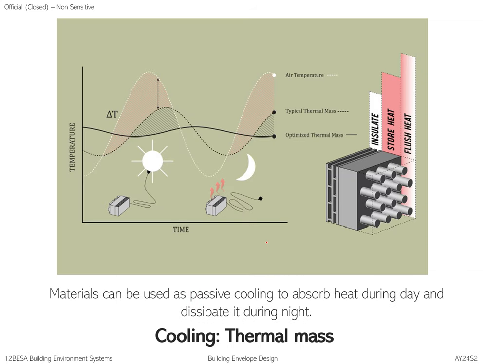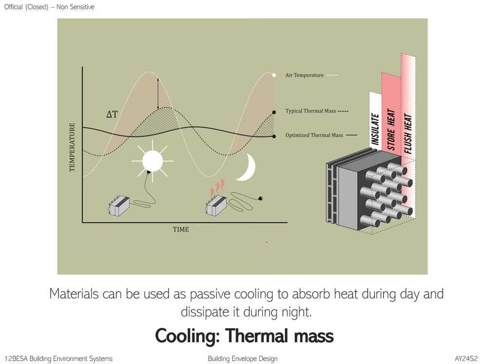So materials can be used as passive cooling to absorb heat during the day and dissipate it during the night. Throughout the day, there's a temperature variance to the wall itself, especially the east and west facing walls, and in our tropical context, the roof as well. In this chart, you see the graph that charts the air temperature, typical thermal mass, and the optimized thermal mass. So you have to think about that in every build-up.